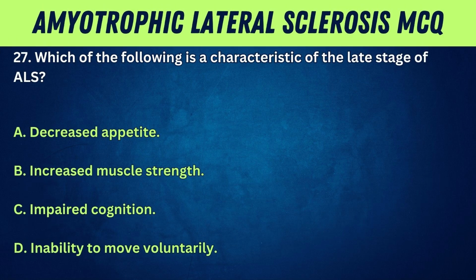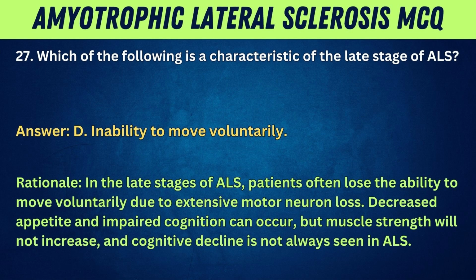27. Which of the following is a characteristic of the late stage of ALS? A. Decreased appetite. B. Increased muscle strength. C. Impaired cognition. D. Inability to move voluntarily. Answer: D. Inability to move voluntarily.